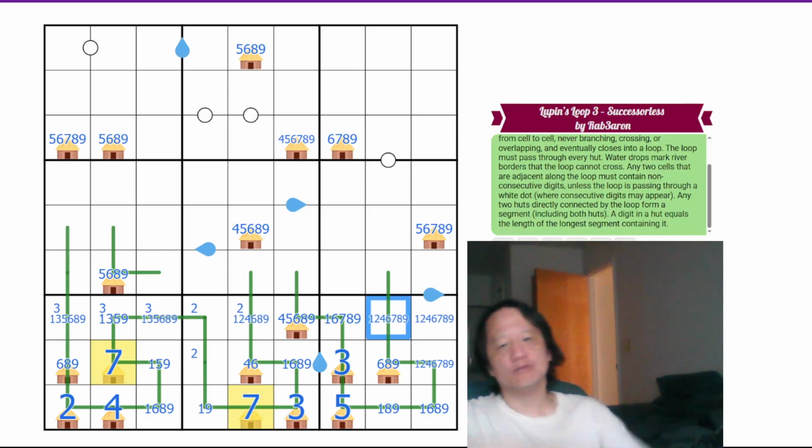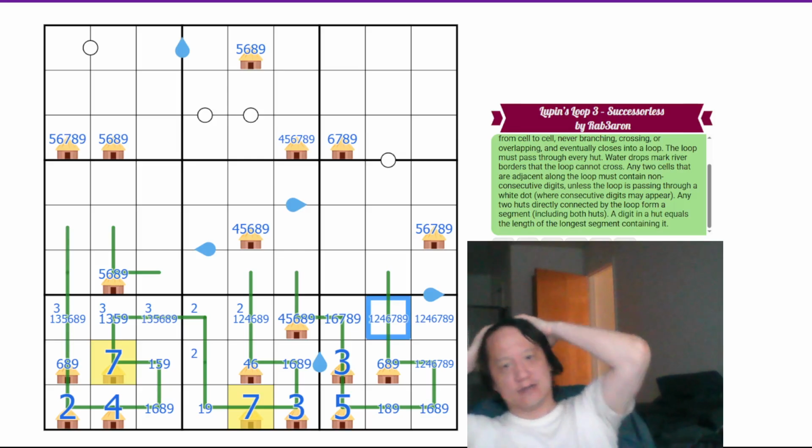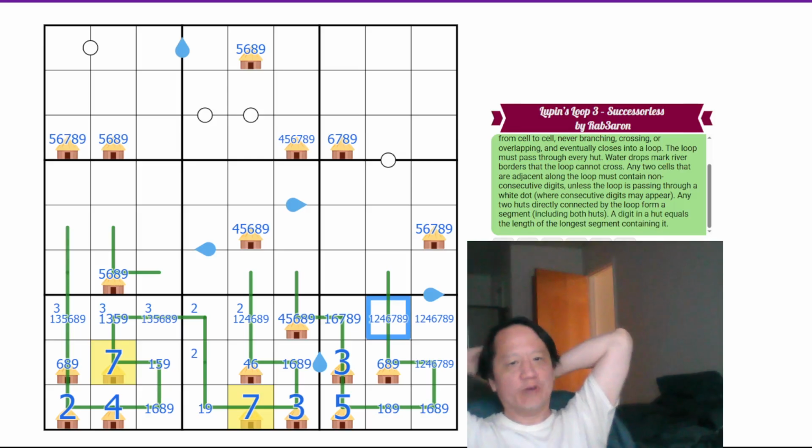Not really sure where the restrictions on the loop are, really. I mean, they don't seem to be too many.